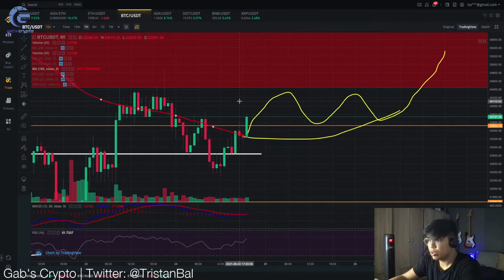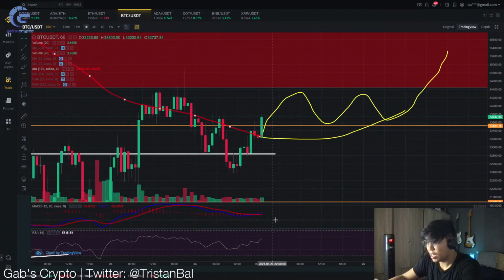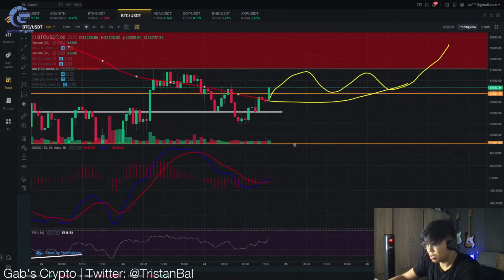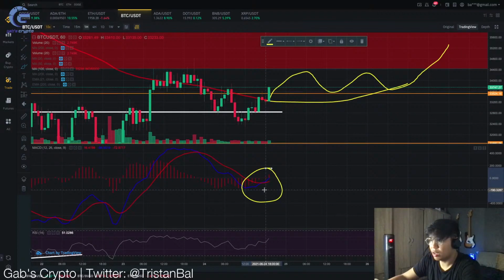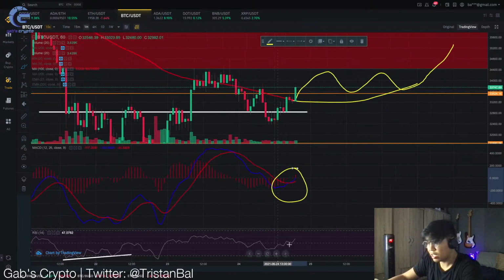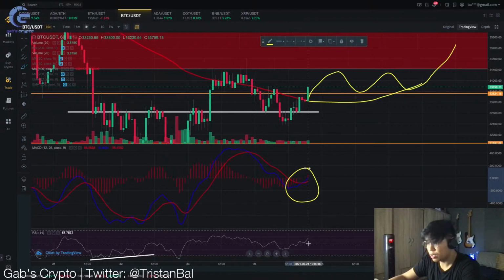So yeah, that's Bitcoin, and right now we are pumping. MACD is about to cross. Ito din, good indicator. So I know we are seeing a possible pump kasi nga si MACD is also crossing and RSI is not yet overbought. So far so good pa naman kay Bitcoin.